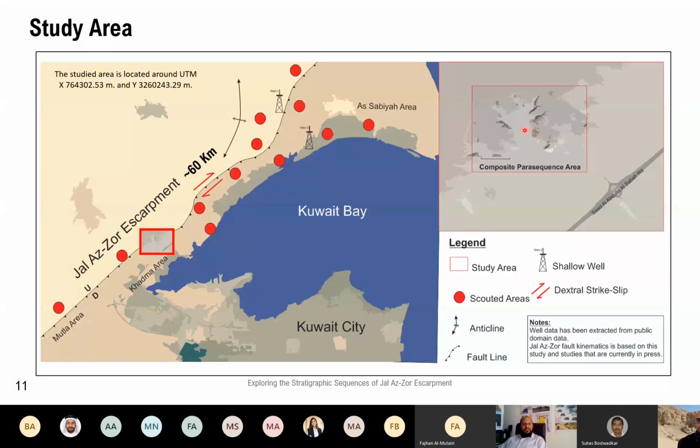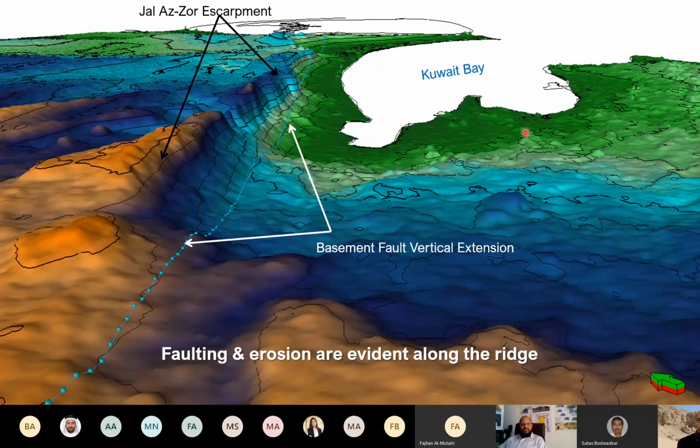Now, if you take a look at the fault kinematics itself, we are describing it as a dextral strike slip fault. Of course, this has a vertical component to it. So in terms of structural geology, it's a transpressional fault. We have a compression combined with a strike slip.